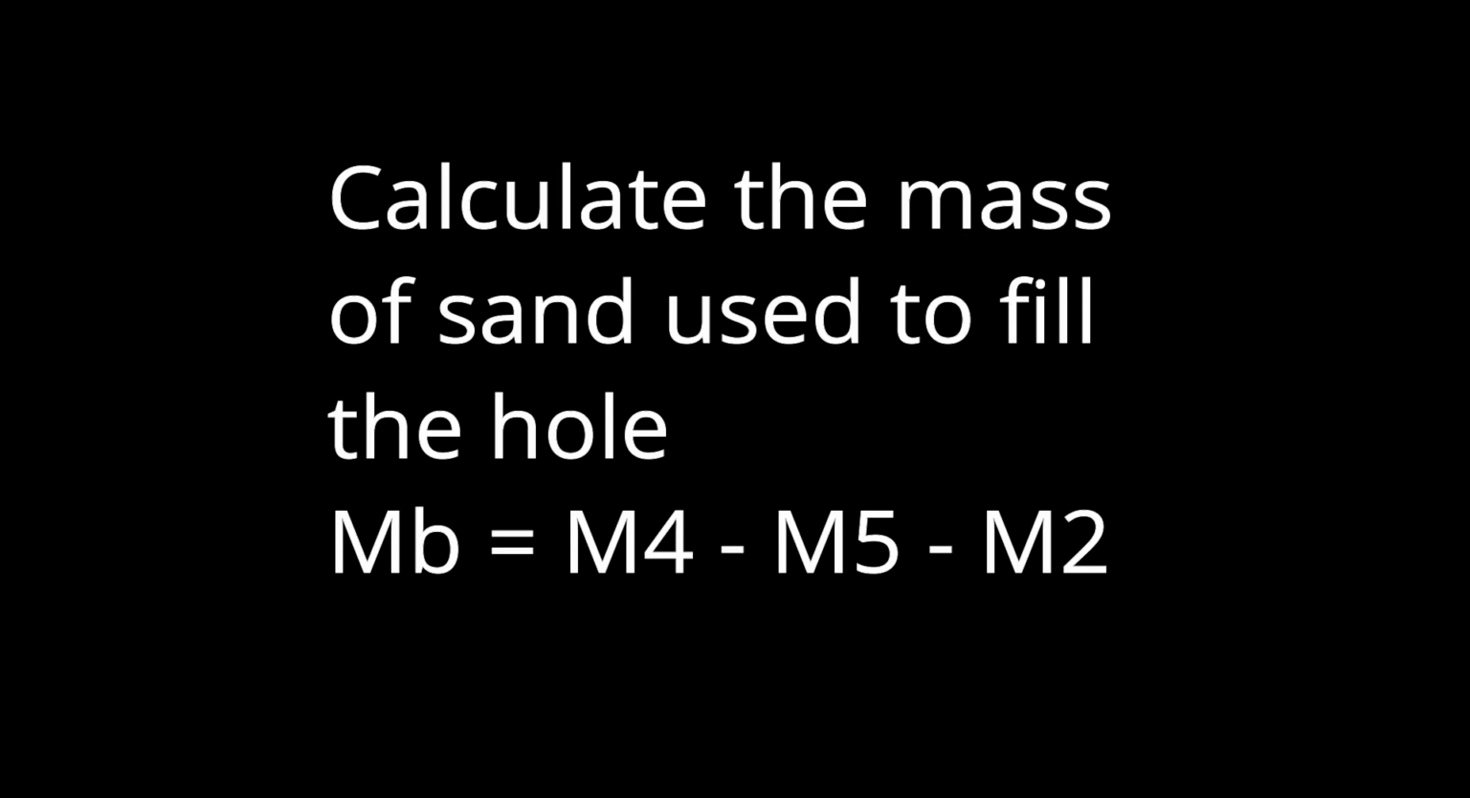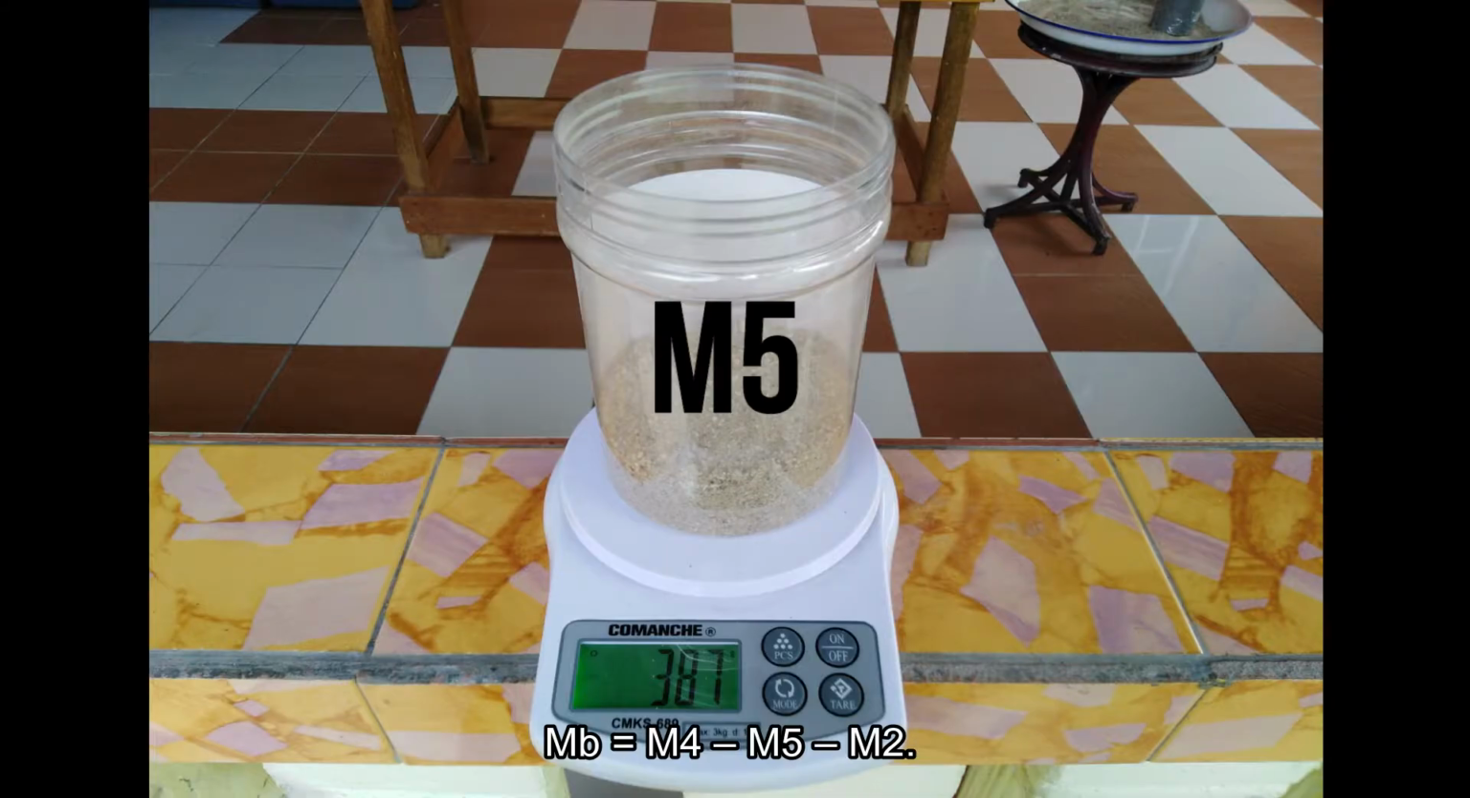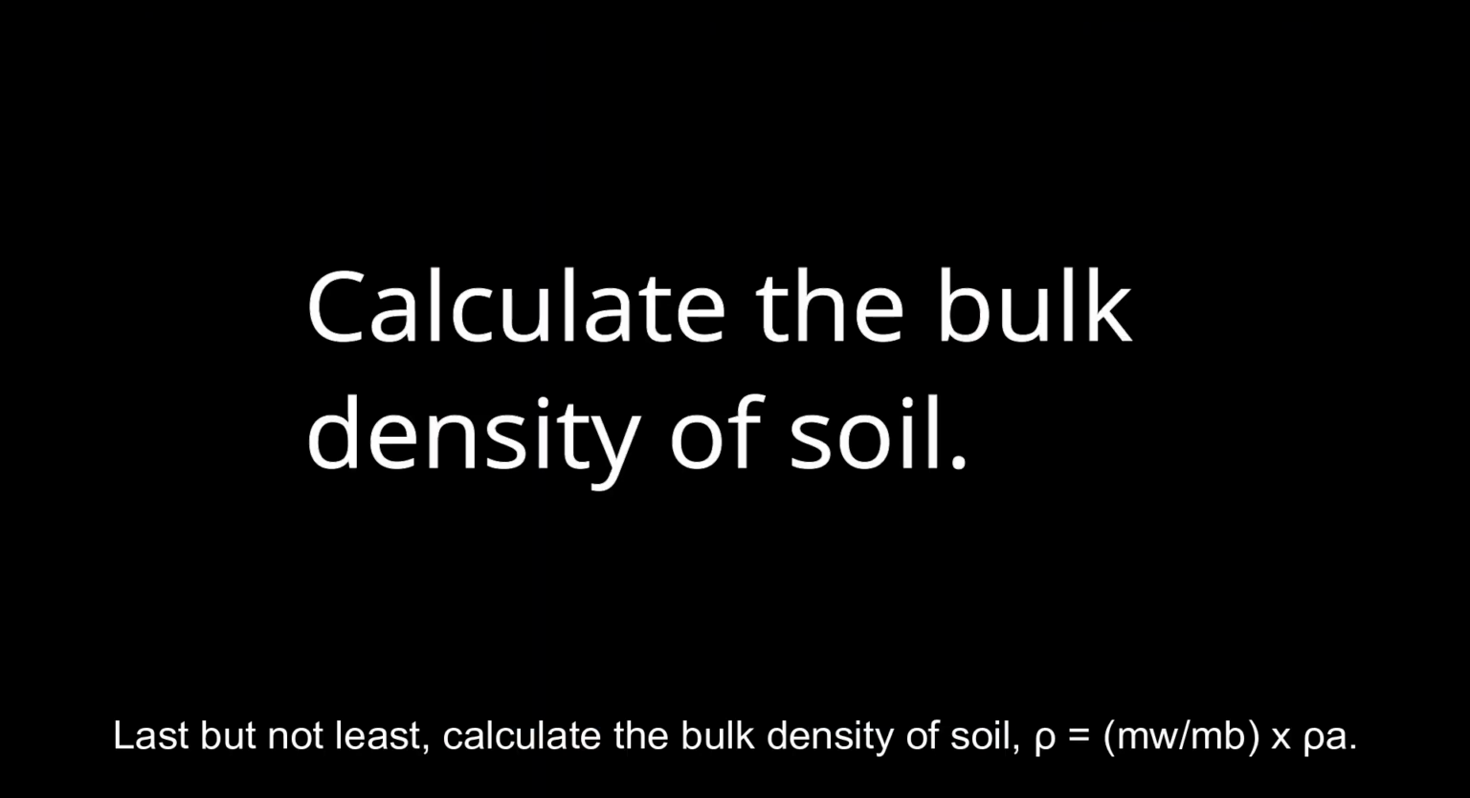Calculate the mass of sand used to fill the hole by using the formula MB equals M4 minus M5 minus M2. Last but not least, calculate the bulk density of soil.